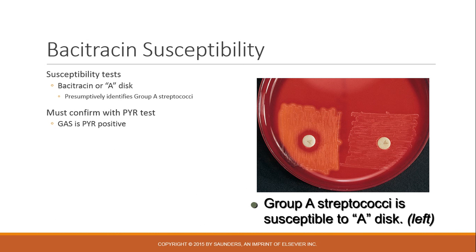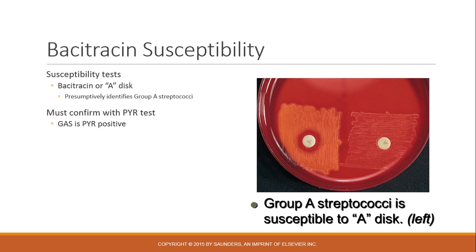Okay, so these are the different tests. This is the bacitracin susceptibility. It's just an antibiotic, and we're looking to see if the organism is sensitive or resistant to the antibiotic. It's used to presumptively identify group A strep. Group A strep, or Strep pyogenes, is sensitive to the A disc, or the bacitracin disc.